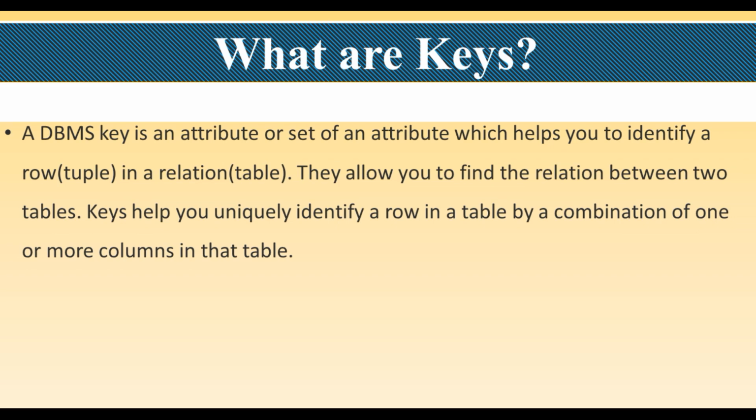A DBMS key is an attribute. Here we can say that a field may also be a form of attribute, okay student. So here a key in a DBMS is an attribute or set of attributes. It means to say a column or set of columns which helps to identify the row. I mean to say tuple, because a row is a form of tuple. It is also known as a record or a row.